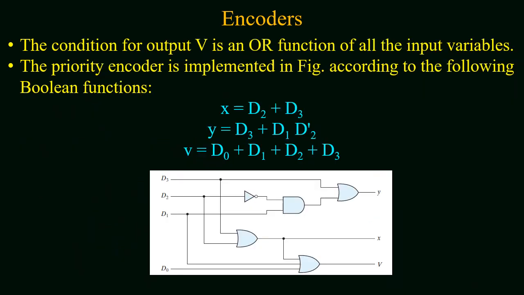The condition for the output valid bit indicator V is an OR function of all the input variables. The priority encoder is implemented in the given figure according to the following Boolean functions for X, Y, and V.